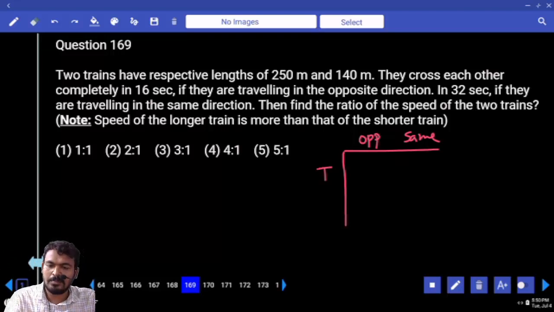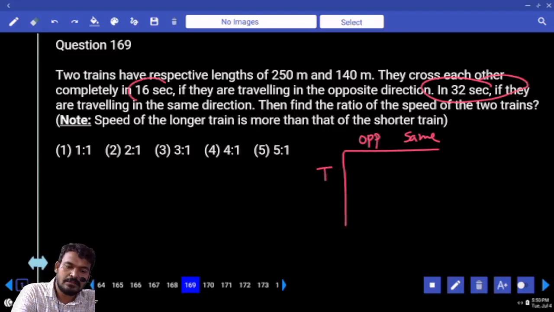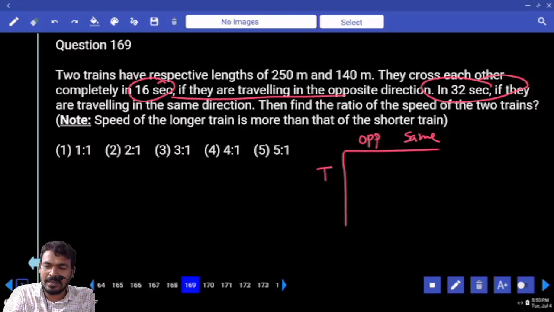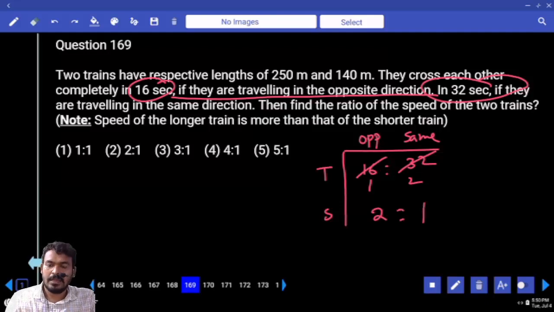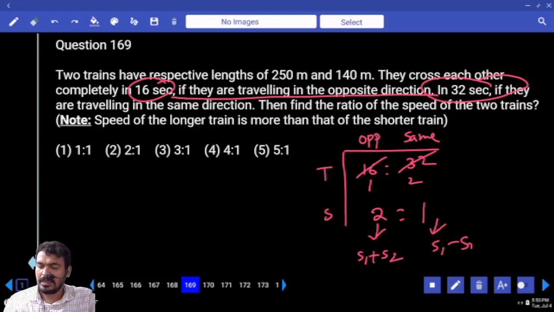What is the time in the opposite direction? 16 seconds. Same direction time is 32 seconds. What is the time ratio? 1:2. Obviously the speed ratio is 2:1. Here 2 represents S1 plus S2, and 1 represents S1 minus S2.